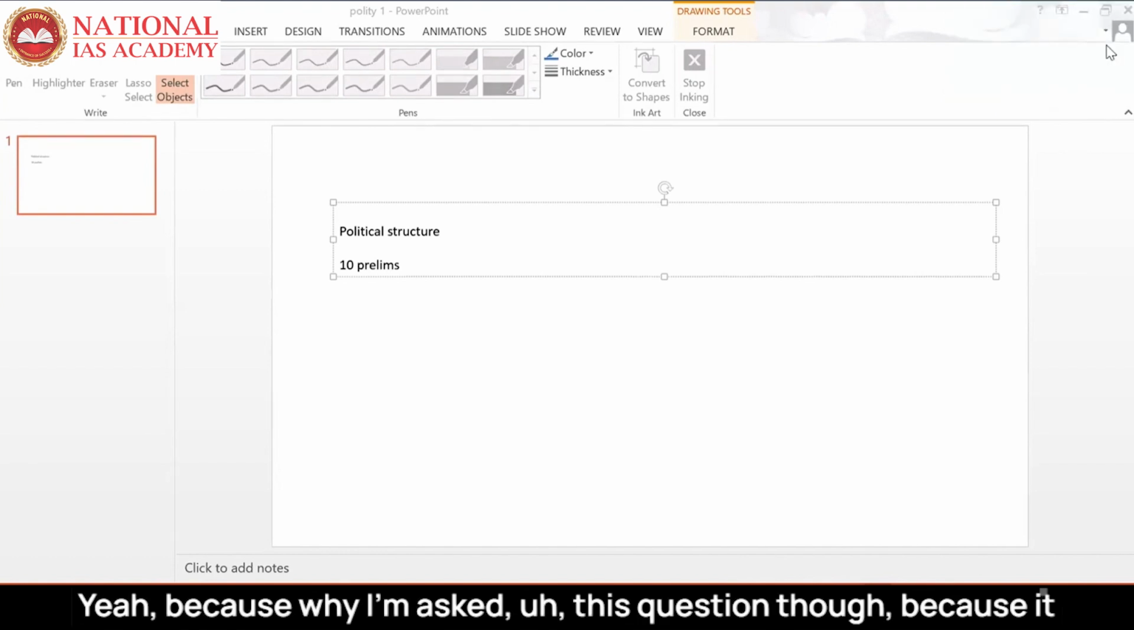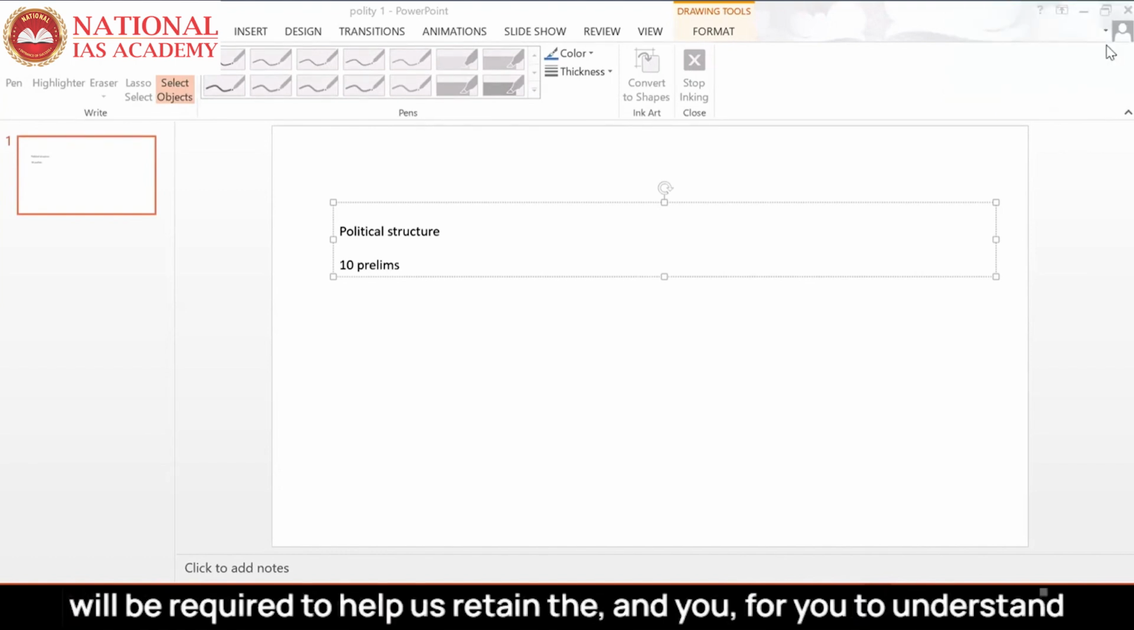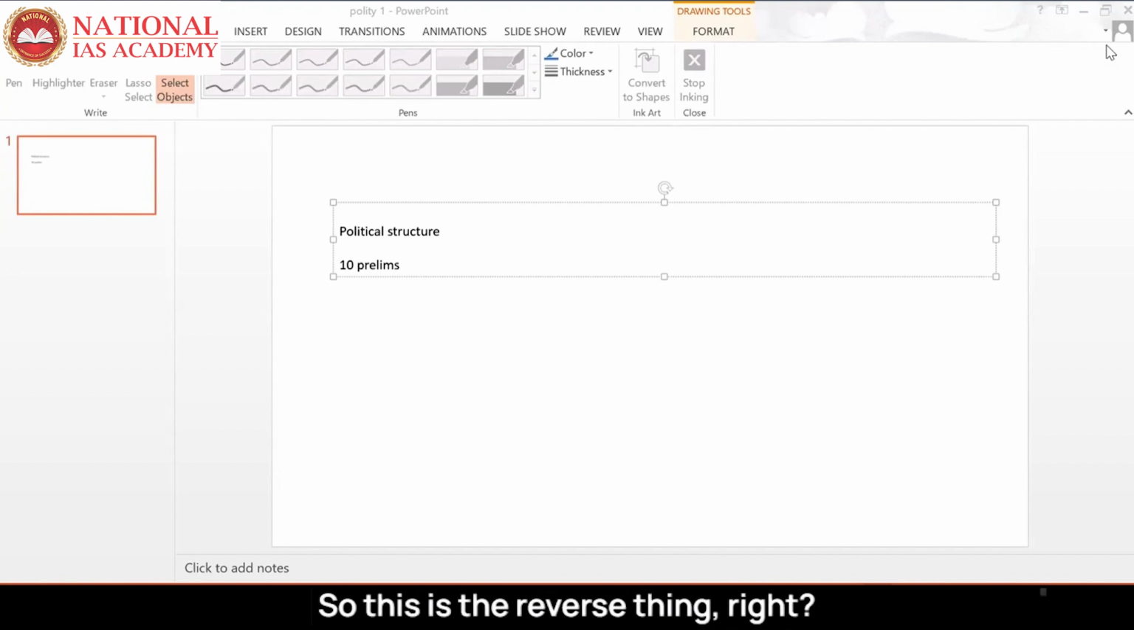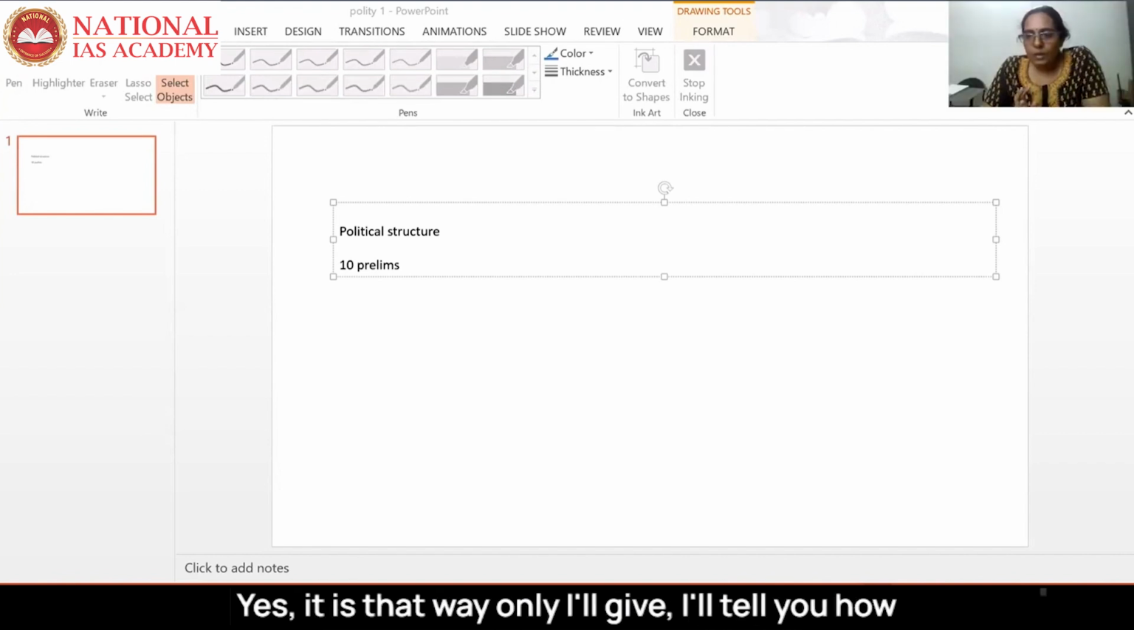Yeah, why ask this question? Because it will be required to help us retain it, and for you to understand our understanding of the concept also. So this is the reverse thing, right? Yes, it is that way only.